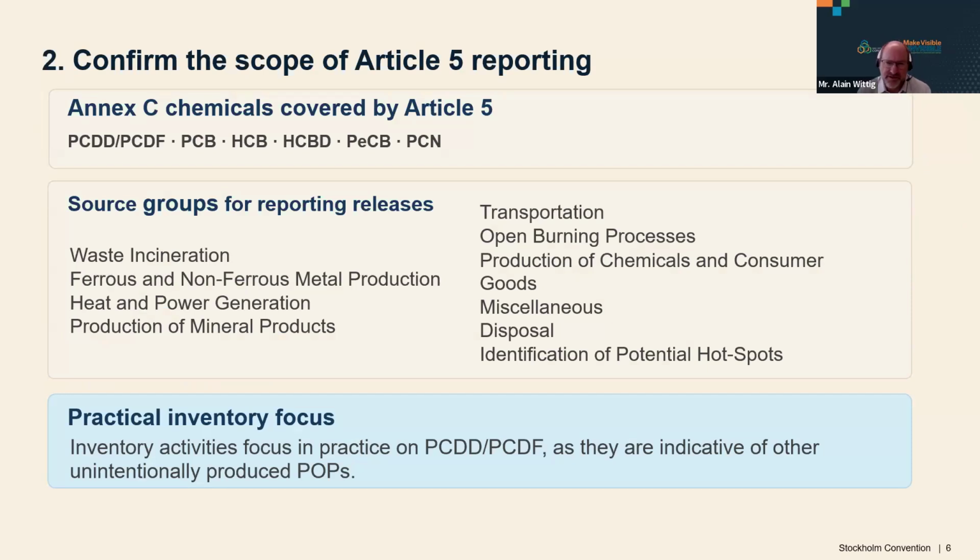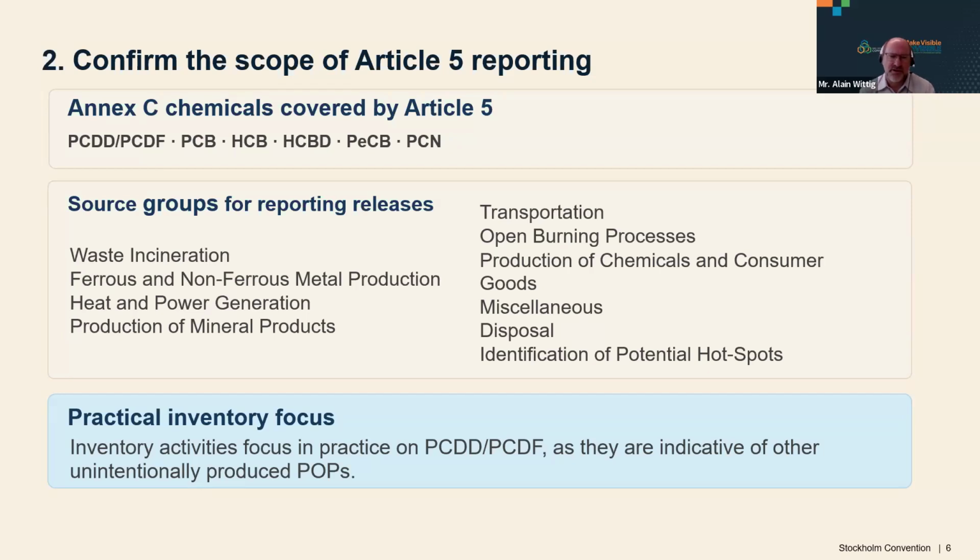So, confirm the scope of Article 5 reporting. This is just to frame a little bit what this is all about. After the action plan, the next step is to clarify the scope, meaning which chemicals are covered, which source groups are used, and what the focus of the inventory is. I mentioned before that the relevant chemicals being looked at in this section are the Annex C chemicals, so typically the dioxins and furans, but also PCBs, hexachlorobenzene, hexachlorobutadiene, pentachlorobenzene, and polychlorinated naphthalenes.